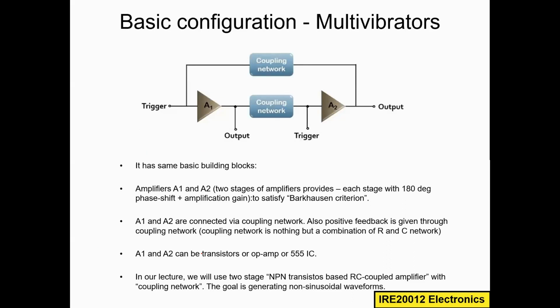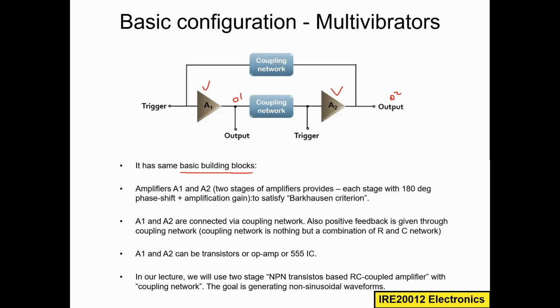So here the monostable multivibrator is also using the same building blocks. We have A1, A2 amplifiers or amplification stages, and we have the coupling networks. One is connecting the two amplifiers, another one is used in the feedback loop. We also have two outputs, output 1 and output 2, and here we are using a trigger signal. We will see that when we see the circuit construction.